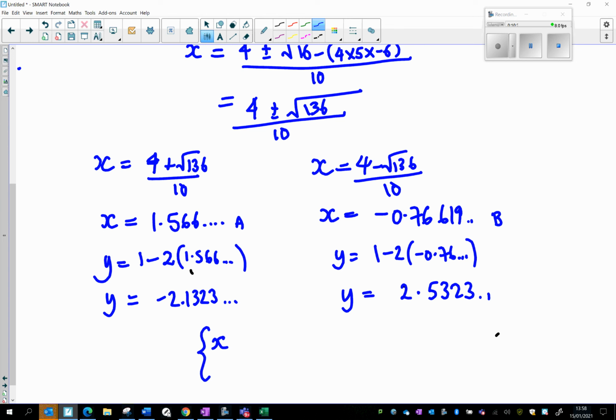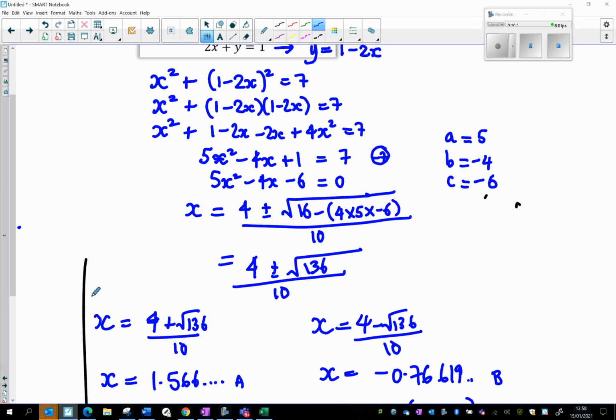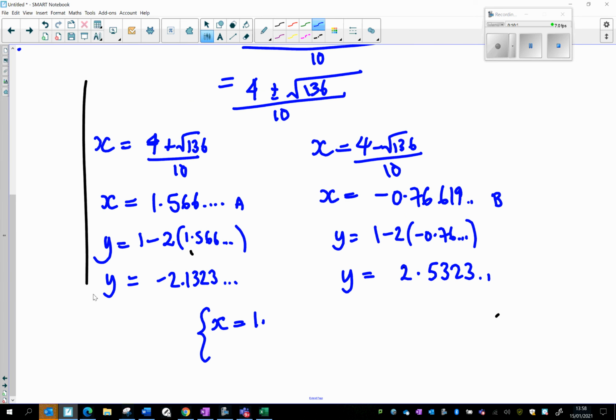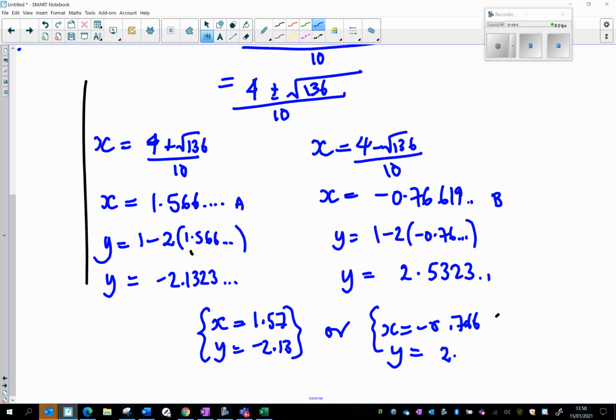Okay, so all I need to do now is write my two solutions. So x is equal to 1 point. Remember, it said three significant figures. Okay, so x is going to be 1.57 for this pair, and y equals minus 2.13. Okay, and the other set of two values, x equals minus 0.766, and the alternative is y equals 2.53.